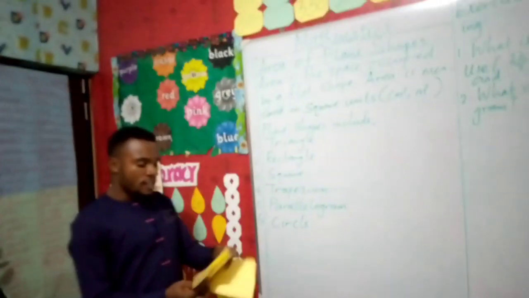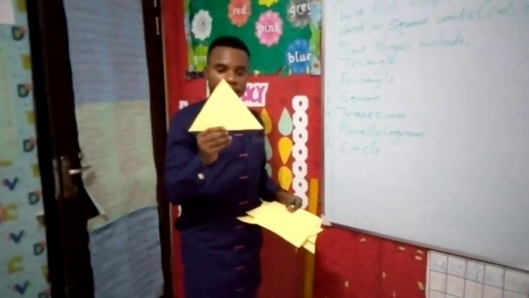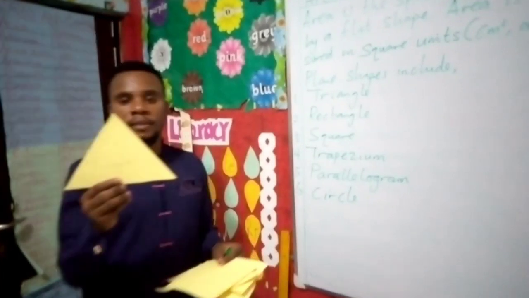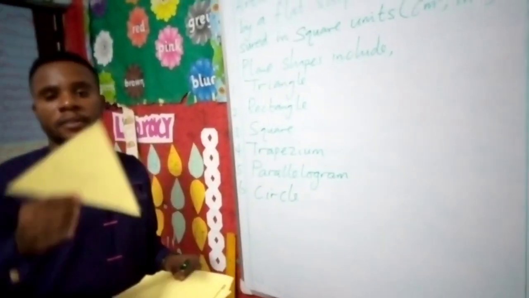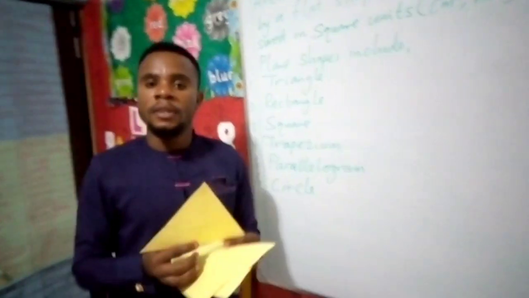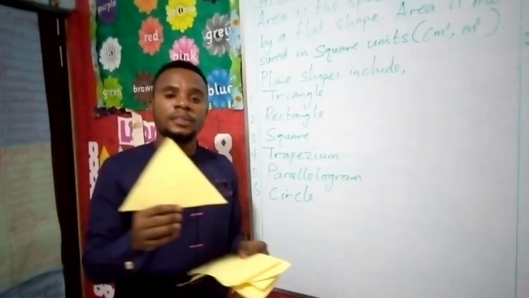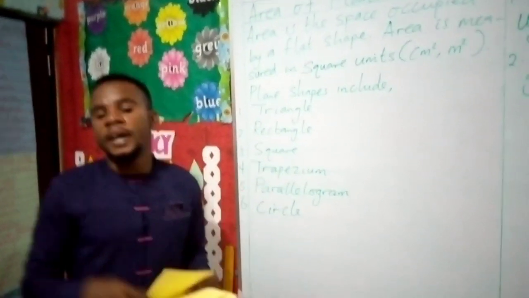Number one, we said, is triangle. We know that a triangle has three sides. We have other forms of triangles: the equilateral triangle, the scalene triangle, the isosceles triangle, right-angled triangle, obtuse triangle, and acute triangle.